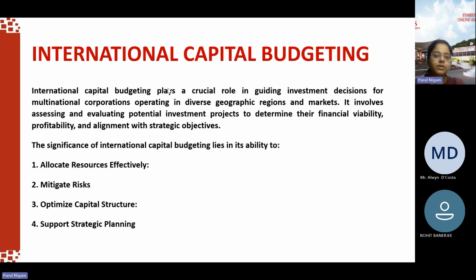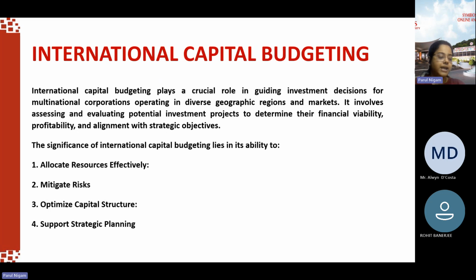Then, facilitating long-term strategic planning. Capital budgeting aligns investment decisions with a company's long-term growth and expansion strategy. Okay, so for example, Tesla's investment in factories in Germany and China was backed up by detailed capital budgeting analysis to ensure global market expansion.